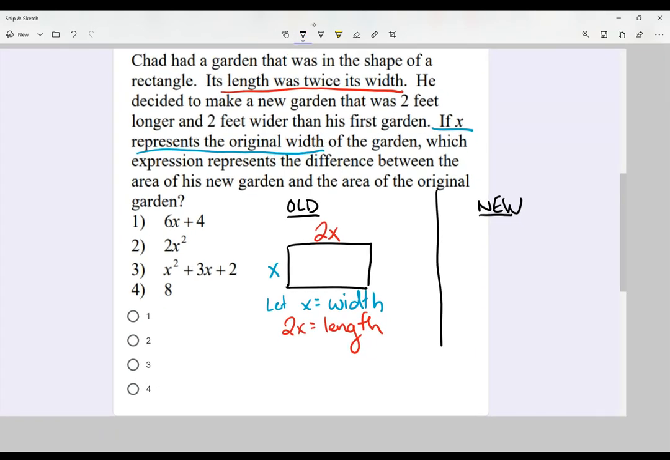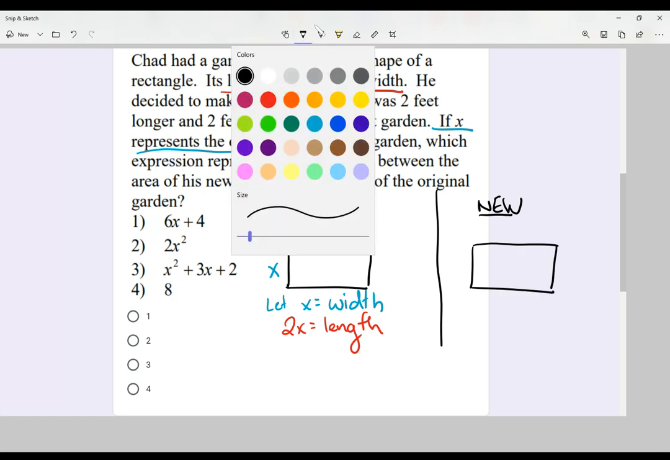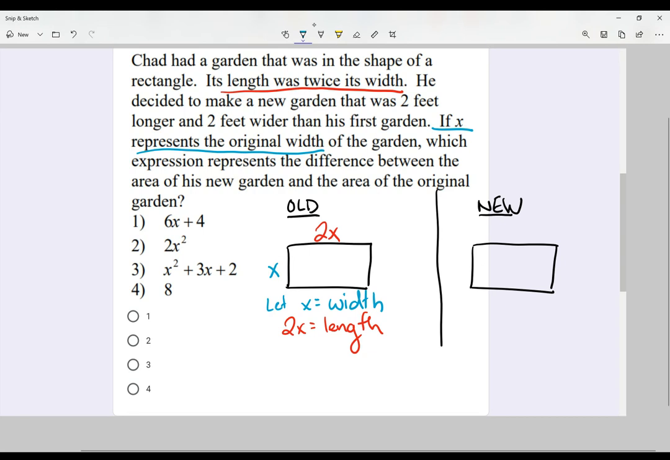And now let's look at the new garden. We're going to compare it to the old, meaning that the width of the old is still x, and the length of the old is still 2x. But the new garden is just 2 feet longer and 2 feet wider. So we're going to make it a little longer on each side. We're going to make it longer by 2. So we're going to add 2, and we're going to add 2 here as well.